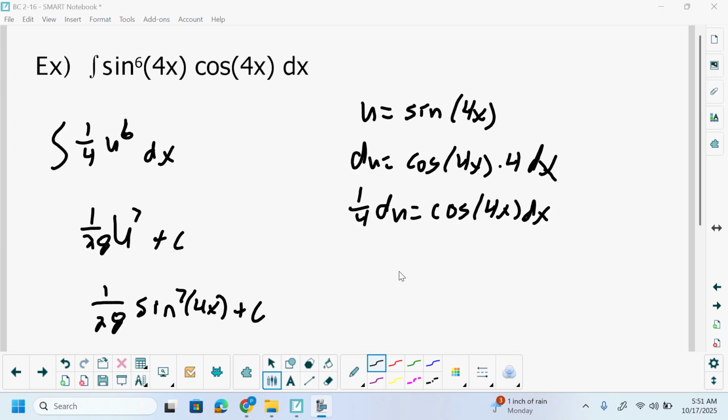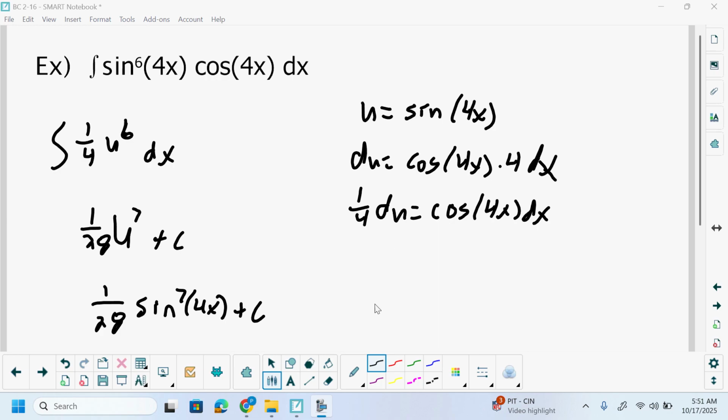So here we have two options for u. We could let u equal 4x, or we could let u equal sine 4x. Both are functions inside of a function. If you let u equal 4x, you still have a sine to the 6th and then a cos, which is not something we can handle. But if you let u equal sine 4x, we'll get cos 4x times 4. That's close to matching our leftover. We just got to correct by multiplying by a fourth. Now the cos 4x dx will get replaced with the 1/4 du.